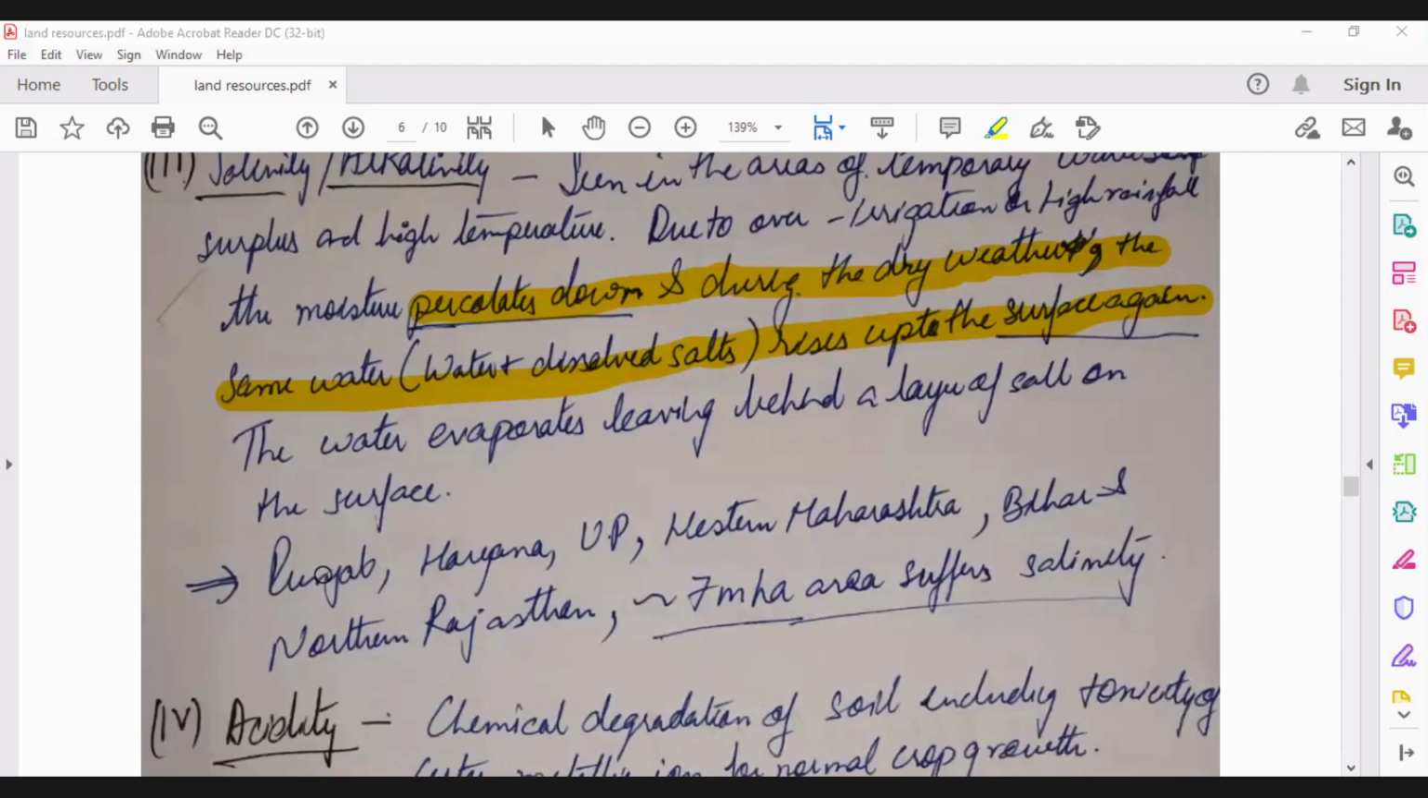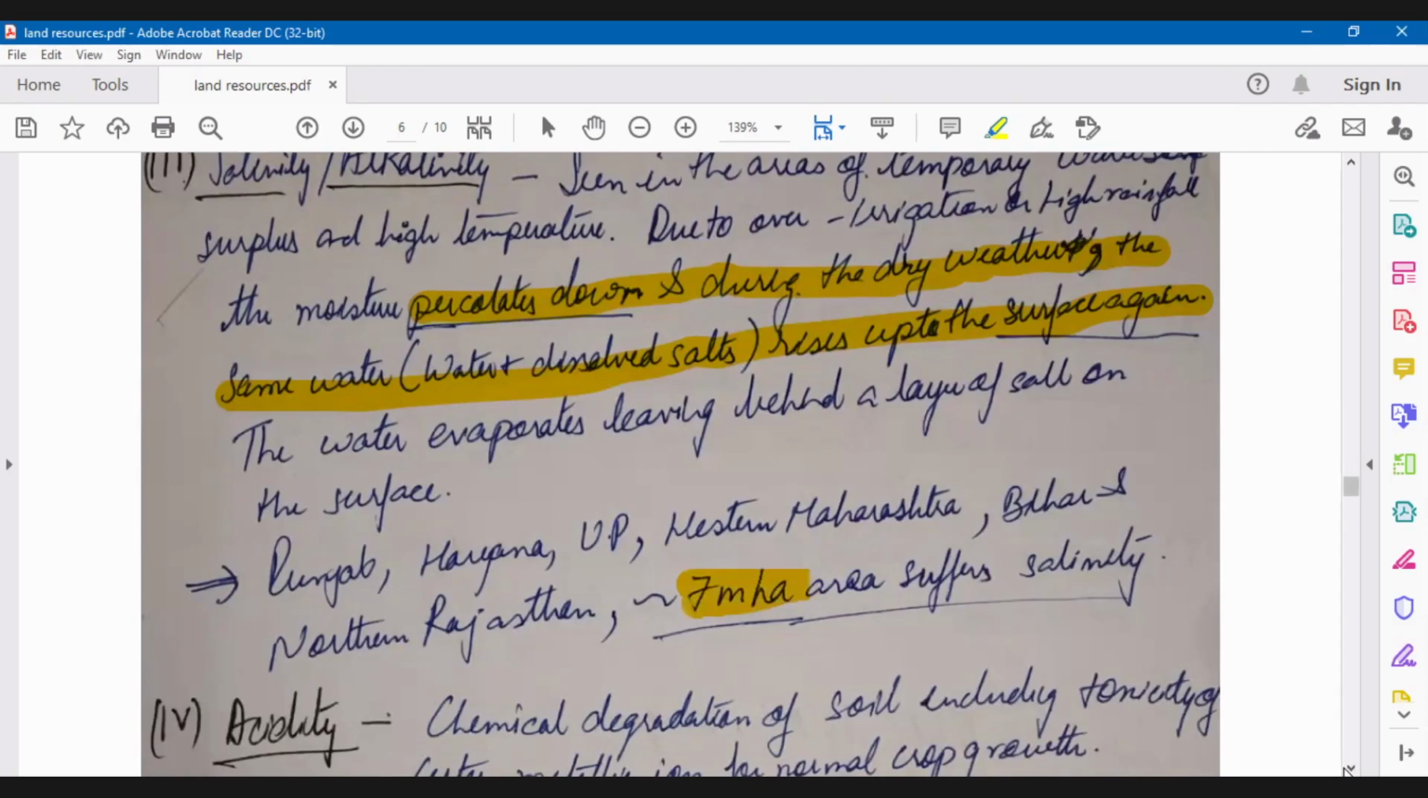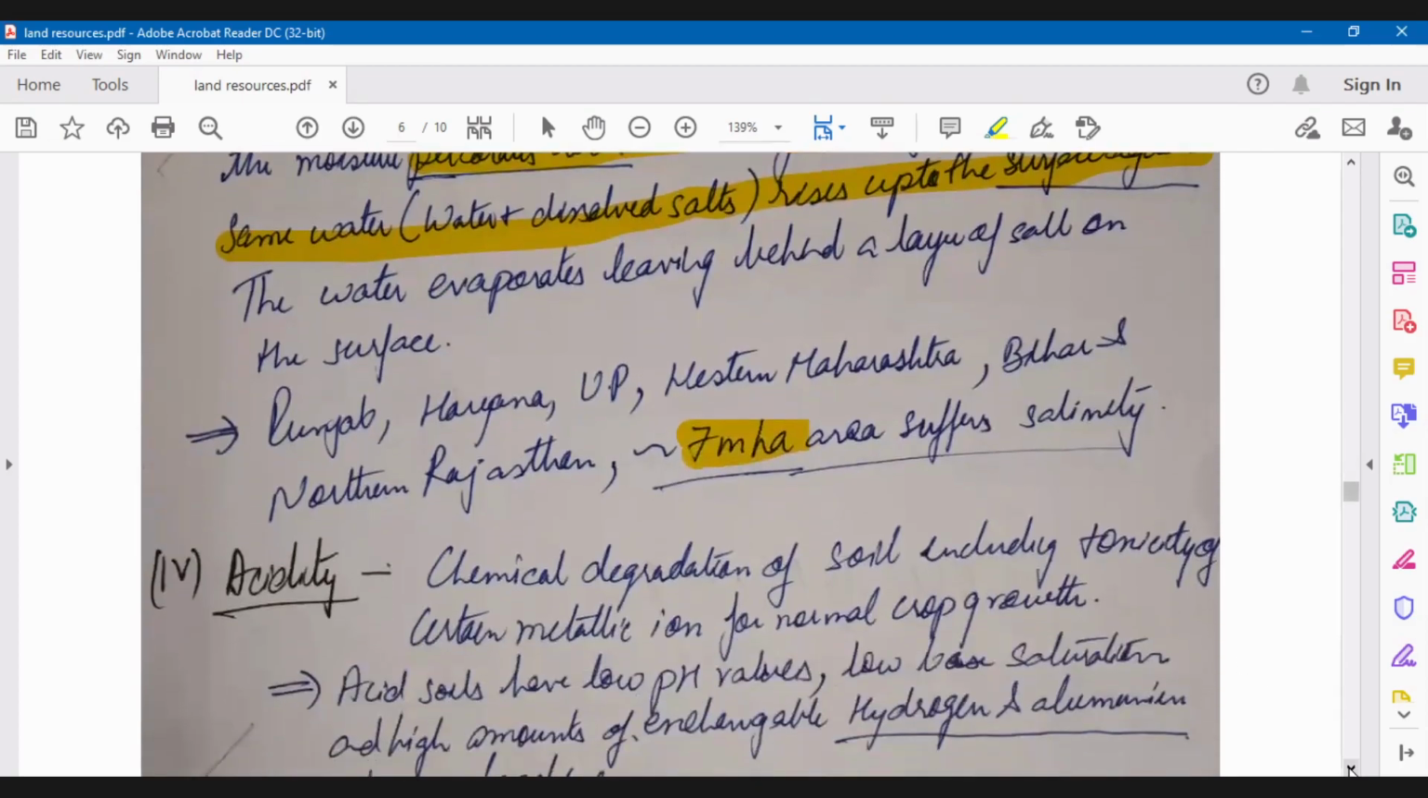So basically, this is what happens in salinity. Areas that are getting affected are Punjab, Haryana, UP, Western Maharashtra, Bihar. So about 7 million hectares are getting affected by salinity.